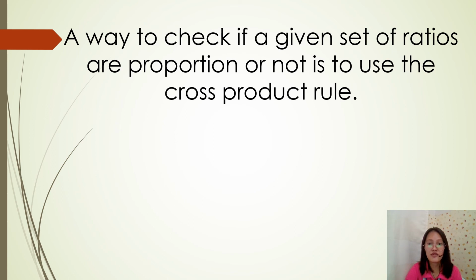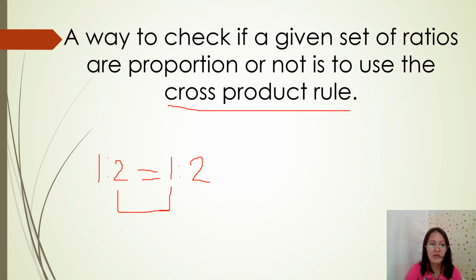So, a way to check if a given set of ratios are proportion or not is to use the cross product rule. So, let's say we have 1 is to 2 equals 1 is to 2, kagaya na nga nung ginawa natin kanina. Let's see if they are proportion or not. Paano daw po? By using cross product rule. When we say cross product rule, that means the product of the means should be equal to the product of the extremes. Kailangan kapag pinag-multiply natin si means and si extremes, yung product nila parehas.